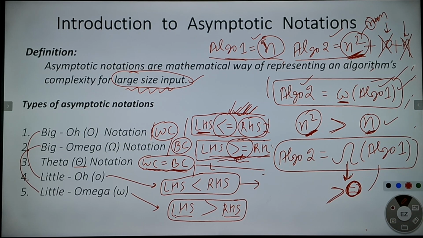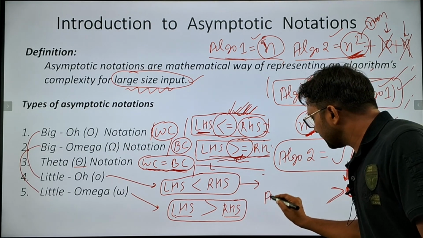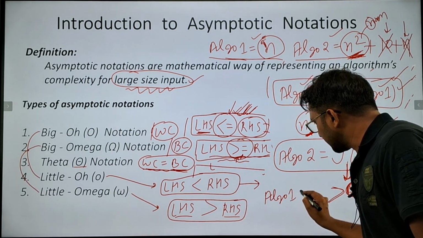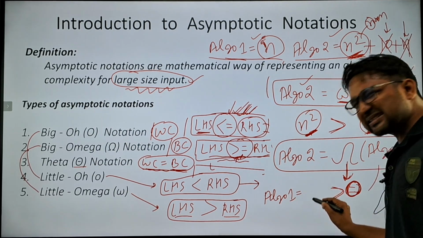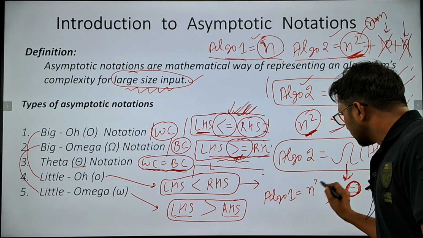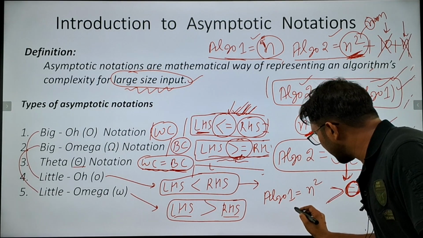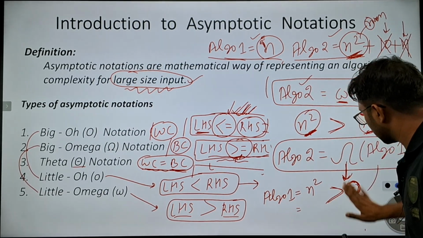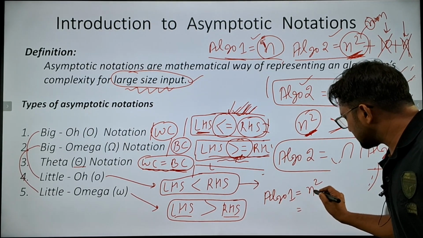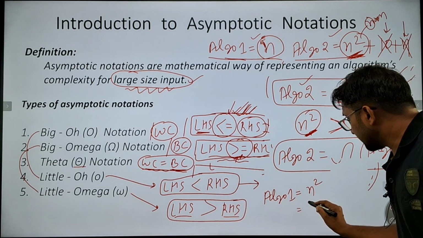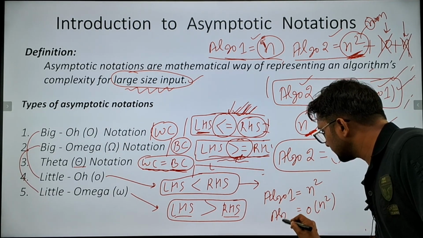Whenever you want to represent the complexity and you are sure that your algorithm, let's suppose algorithm 1, is taking maximum n square time, then you can say that algorithm 1 is equal to small o of n square, maximum, if we are talking about.